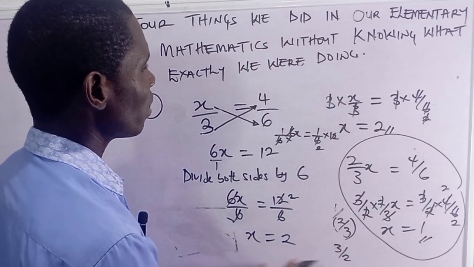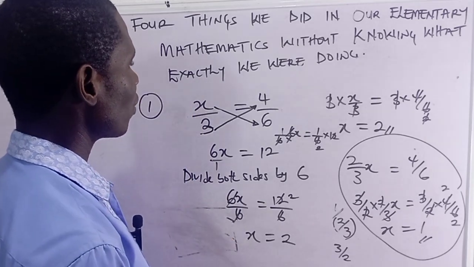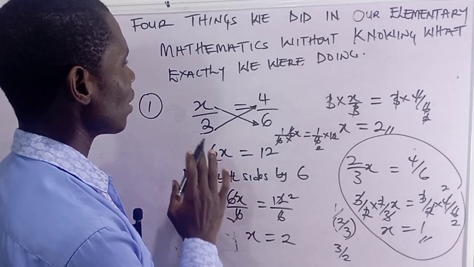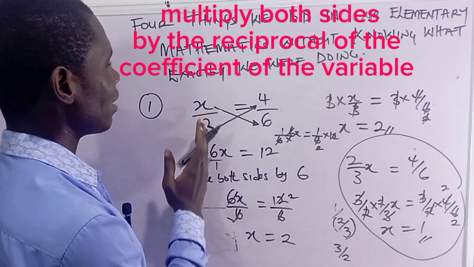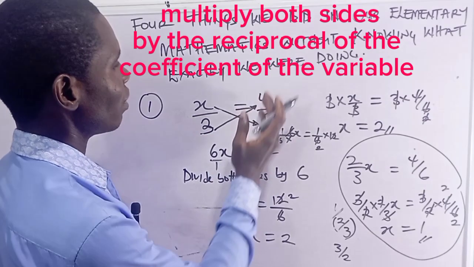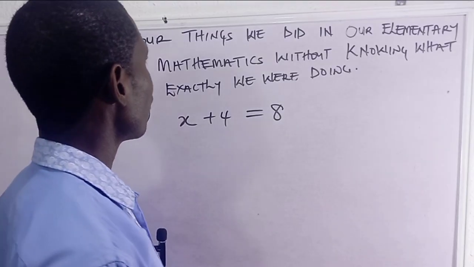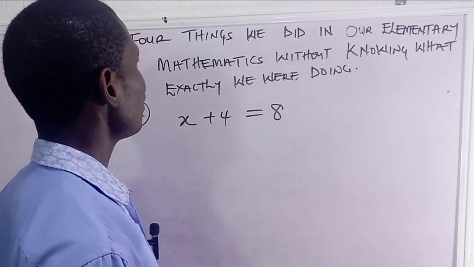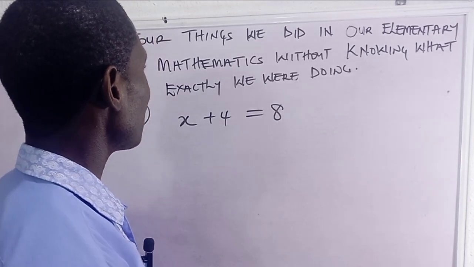So the conclusion is that to make a variable the subject of the formula, we just have to multiply both sides by the reciprocal of that variable if the problem is in this form. 4 things we did in our elementary mathematics without knowing what exactly we were doing.